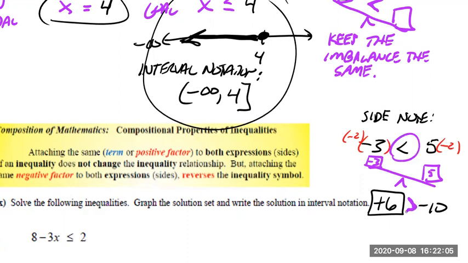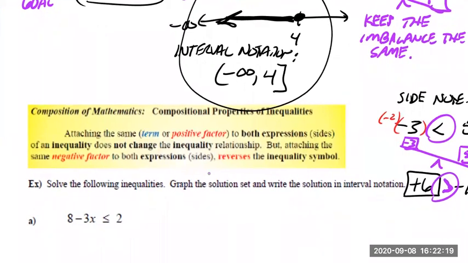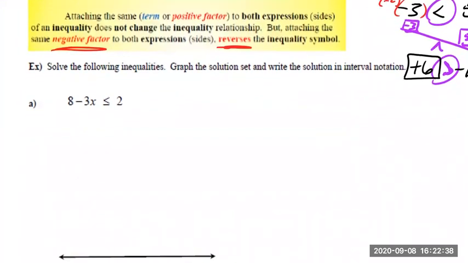So our inequality switches, because when you multiply by a negative number, it changes the sign, and it'll do that every time. So the only thing we need to worry about when we're working with inequalities is that when we attach the same negative factor, so it's multiply or divide by a negative number, then we reverse the inequality symbol. So let's go through and solve this one, and we'll see what we're talking about.